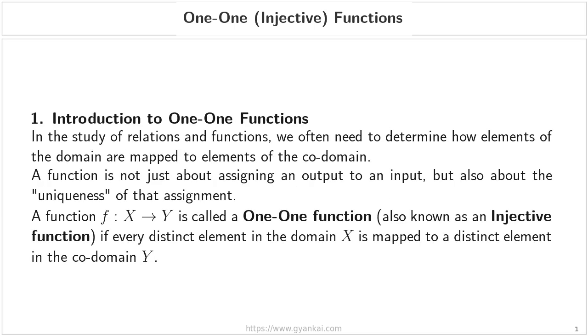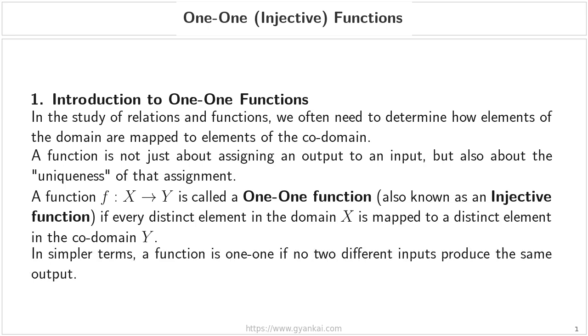Formally, a function f from X to Y is called a 1-1 function or an injective function if every distinct element in the domain X is mapped to a distinct element in the codomain Y. To put this in simpler, more intuitive terms, a function is 1-1 if no two different inputs ever produce the same output. Every single input has its own unique output.